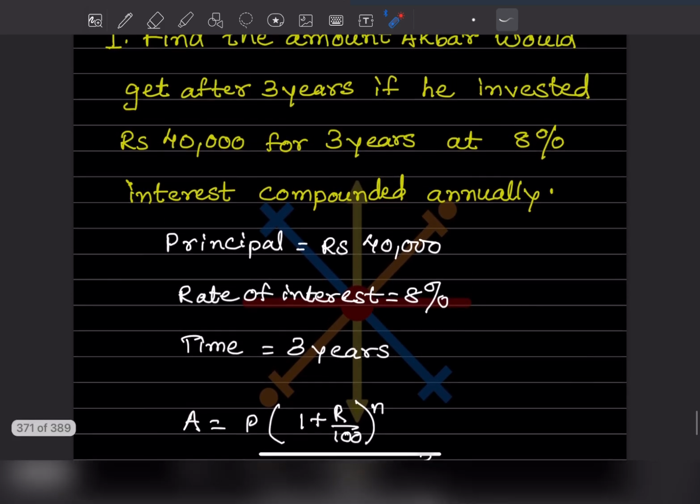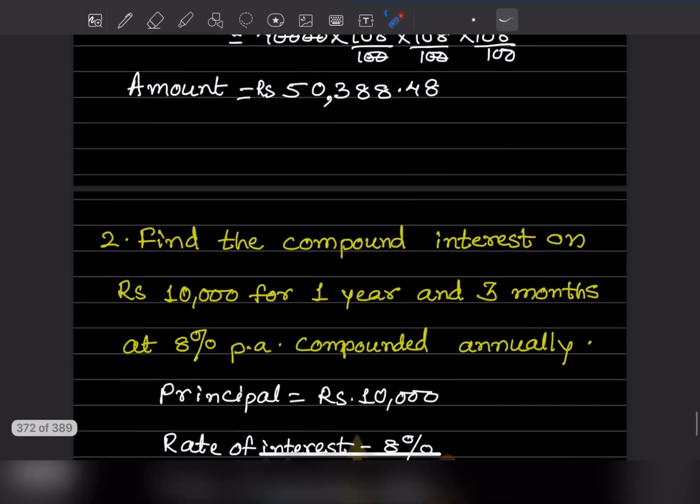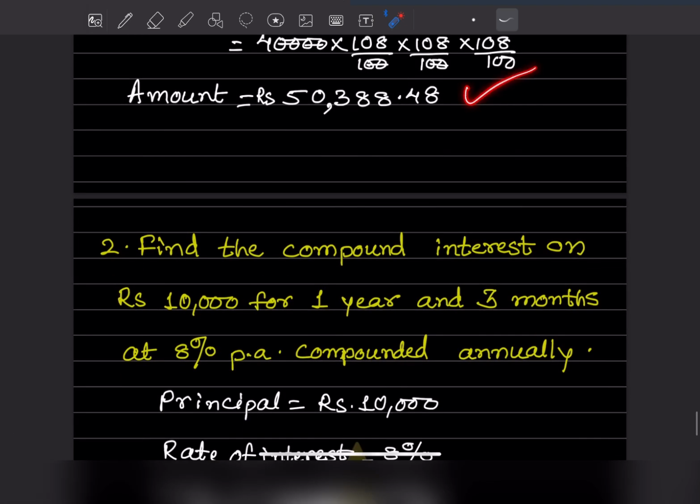Here, what did they ask? Find the amount Akbar will get after 3 years. That is what they have asked, so this is the answer.